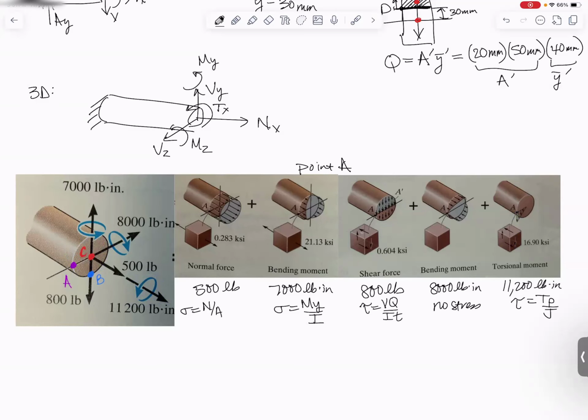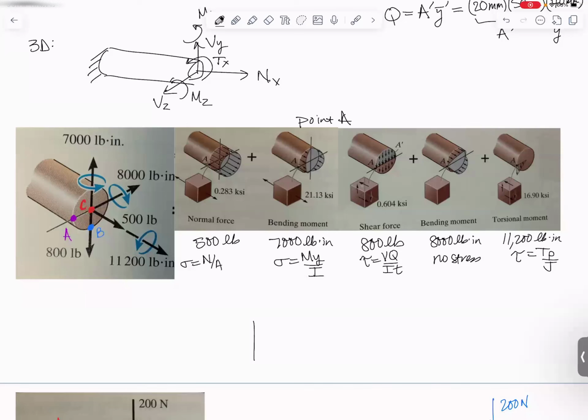And that comes from our equation, tau equals T rho over J, where J is the polar moment of inertia and rho is your radius. When we put this all together to put it on a picture, I like to draw a little cube to indicate that I understand how these stresses are going to combine. Normal stress, let's start with that. I've got in the positive direction 0.283 and another 21.13. So I'm going to end up with a normal stress like that, and it's going to equal 0.283 ksi plus 21.13 ksi. So my two normal stresses will add up because they're both tensile.